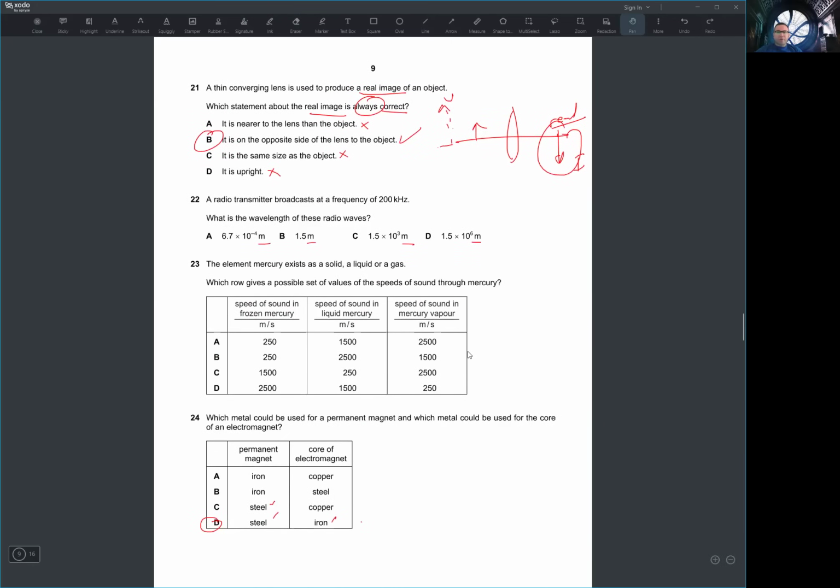A radio transmitter broadcasts a frequency of 200 kilohertz. What is the wavelength of these radio waves? Now, this assumes that you remember the speed of light is 3 times 10 to the power of 8 meters per second. You have to remember that. So V equals F lambda. So what's lambda? V over F. 3 times 10 to the power 8 divided by 200,000, the kilohertz converted. I get 1,500 meters. So what's our answer? C, 1.5 times 10 to the power 3.